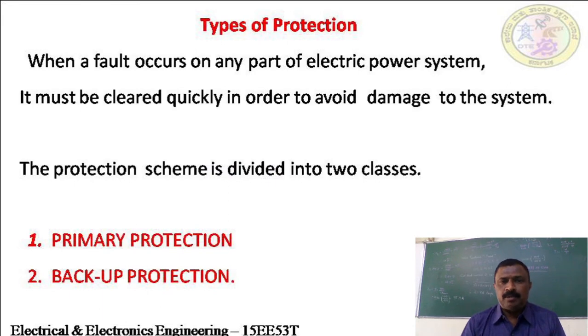When it comes to the types of protection, when a fault occurs on any part of the power system, it must be cleared quickly in order to avoid damage to the system. It is not only the damage to the system; reliability is also the criterion. So if you clear the fault as quickly as possible, one, you can avoid damage to the system, and also we can go for greater reliability. The protection scheme can be divided into two types: one is primary protection and the second is backup protection.